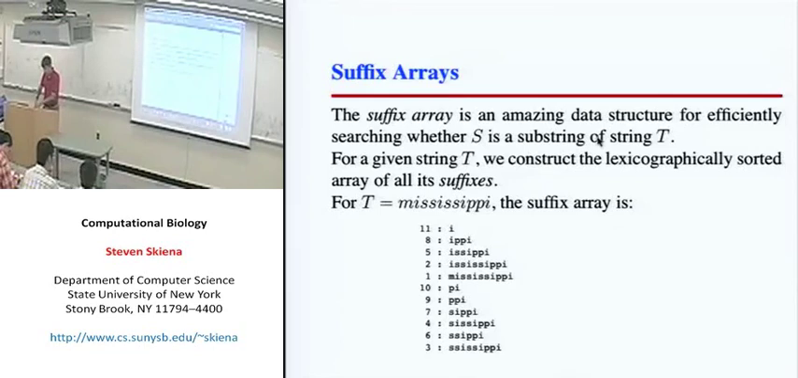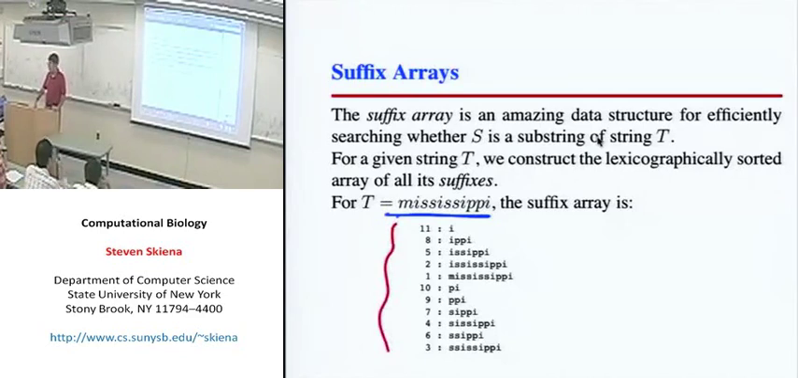So let's consider the text Mississippi, M-I-S-S-I-S-S-I-P-P-I. That's 11 characters long. There are 11 suffixes starting from each position and going to the right, right? We can sort these suffixes, and we end up getting something that looks like this. Does everybody see that this is 11 suffixes, one corresponding to each position, and these are all in alphabetical order? We took the suffixes, we built an array of suffixes, and then we sort them. Any questions about that?